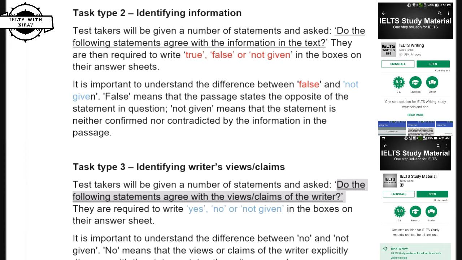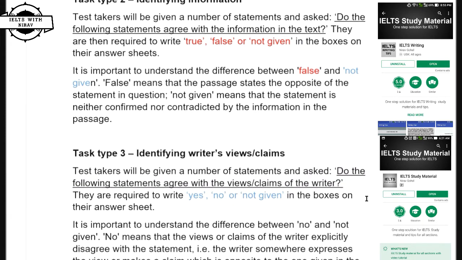Strategy, pattern, everything will remain the same, but in true, false, not given, you will just check whether the information is in the paragraph or not. But here, you will check whether the information agrees with the views or claim of the writer. As I already told you, the strategy will remain the same.